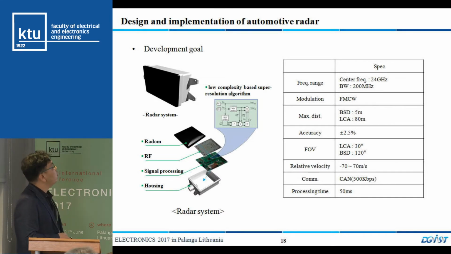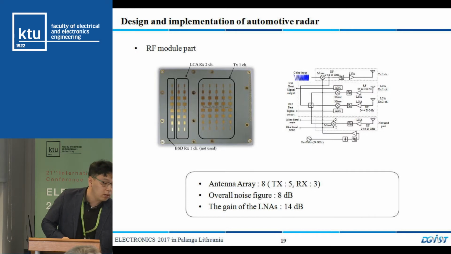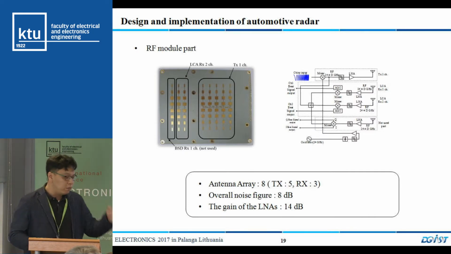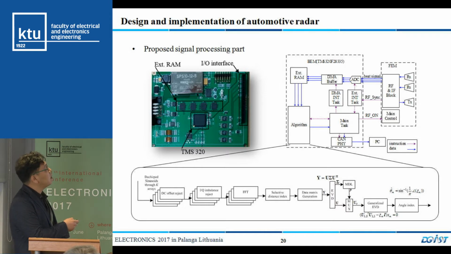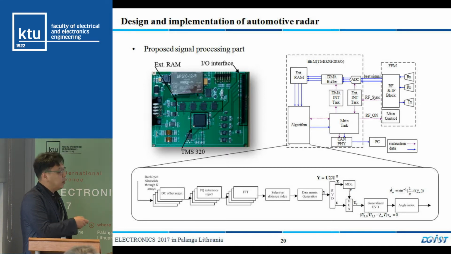To apply the proposed algorithm to automotive radar, we can see the specification of automotive radar. The frequency is 24 GHz, for blind spot 5 meters, and lane change assist is for 80 meters. And the algorithm is embedded here. The RF system is similar to the previous page. And this part is the proposed signal processing part. We use the Texas Instruments TMS320F28335 chip, and our algorithm is embedded here.